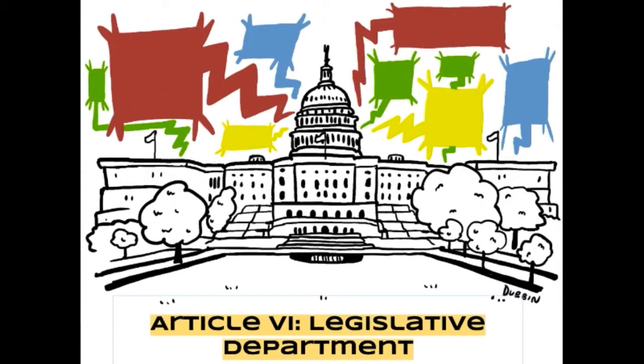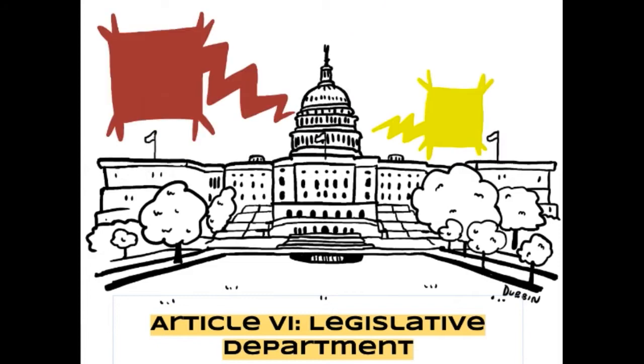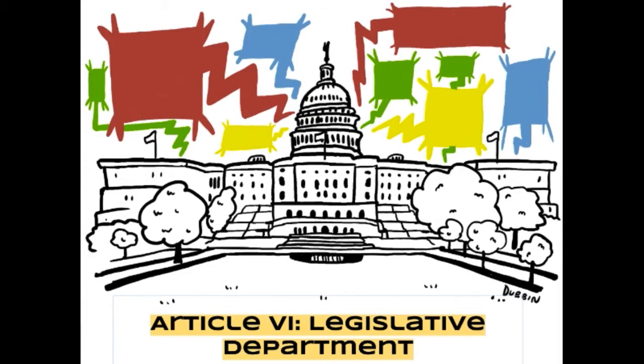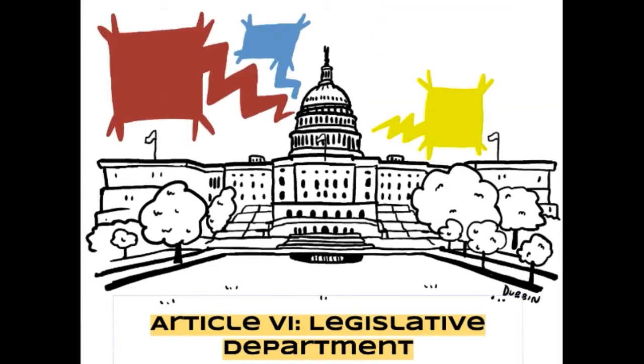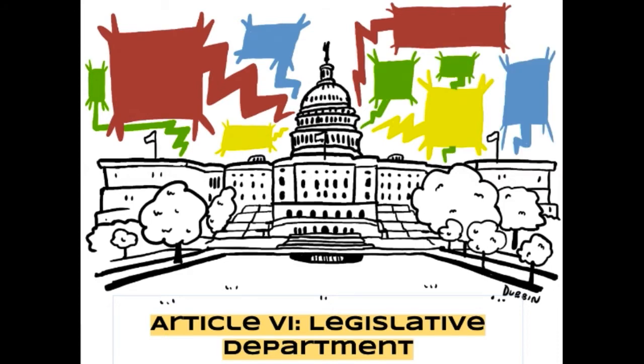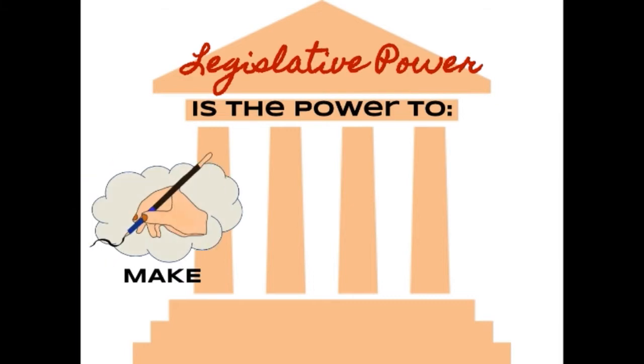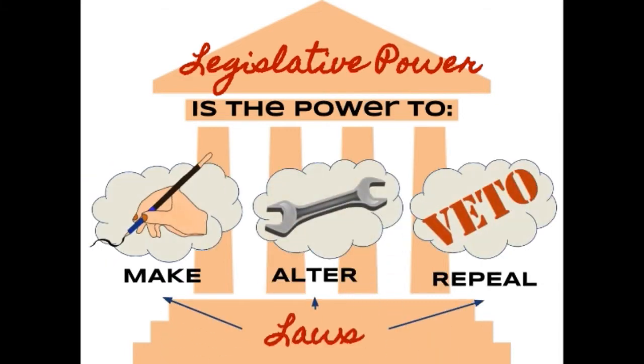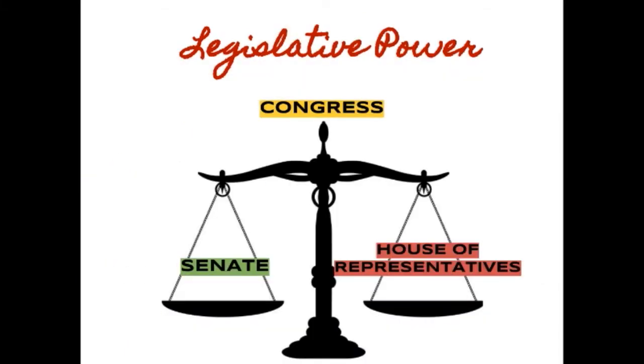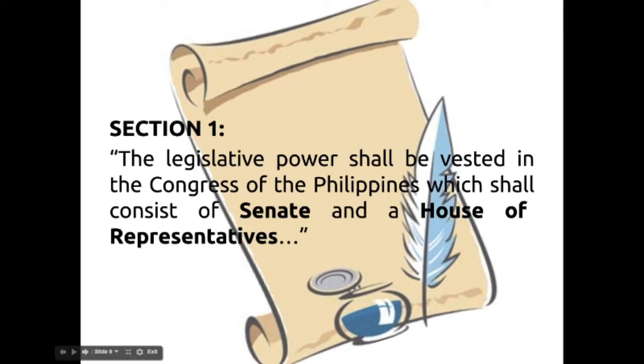When we say legislative department, this is basically the lawmaking body of the state. It is that branch of the government which has the power to make laws. Specifically, legislative power is the power to make, alter, and repeal laws. This so-called legislative power is vested in the Congress, which consists of the Senate and the House of Representatives.